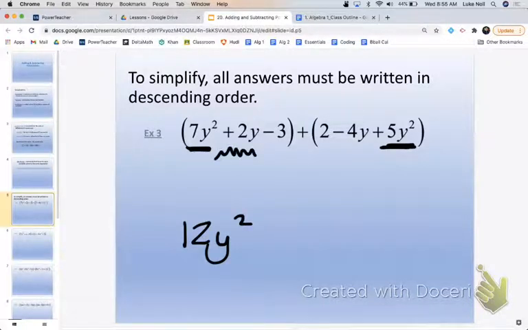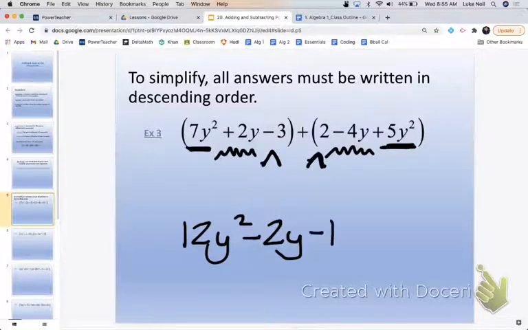How about the 2y? What's my like term with it? Negative 4y. Yep, the minus 4y, the negative 4y, right? So this says you take 2y's and you add negative 4y's. How many y's are you going to have? You have 2 and you add negative 4. Exactly, right? Negative 2y's. And then I have negative 3, and it says add, its like term, that's the constant, is 2. Well, that's just negative 3 plus 2, negative 1.